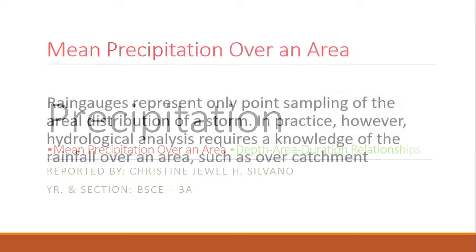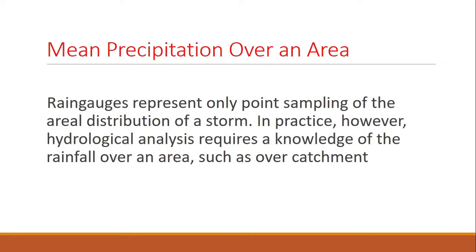For the first topic, we will discuss mean precipitation over an area. Rain gauges represent only point sampling of the areal distribution of a storm. In practice, however, hydrological analysis requires a knowledge of the rainfall over an area, such as over a catchment.